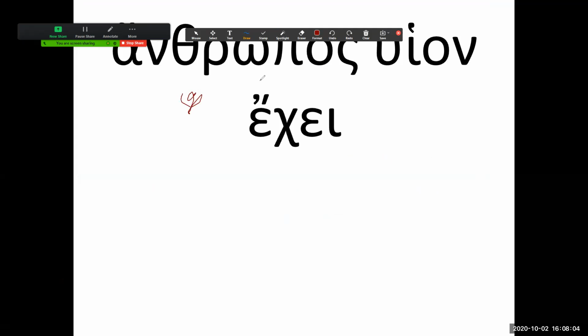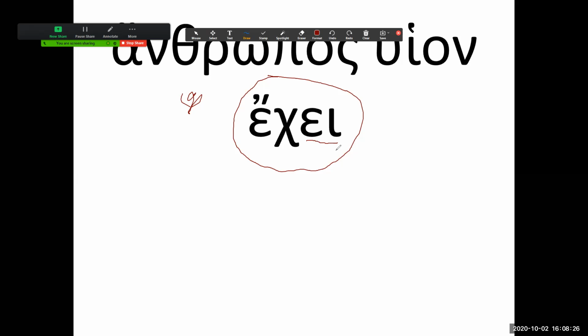I'm going to draw a circle though around this. Eche is my verb. And this verb means he, she, or it. Notice the ending, a. He, she, or it has or holds. But let's just say has, or as I prefer, is having, continuous. Now, who is doing the action? Who is having? Who has here? Well, it's anthropos. Notice the ending os.